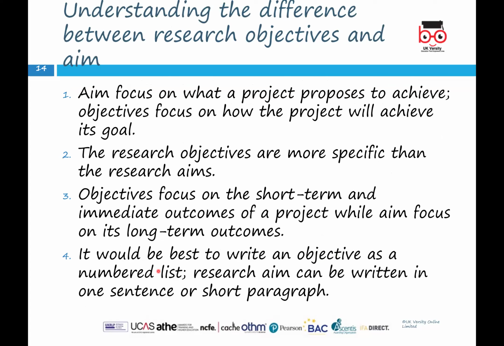Your objective focuses on short-term and immediate outcomes, while your aim is your goal. It's a longer-term outcome. What is at the end of the project? What do you want to see? It would be best to write objectives as a numbered list, and your research aim can be written as one sentence, or a short paragraph could also do.